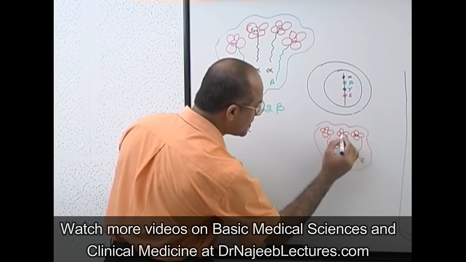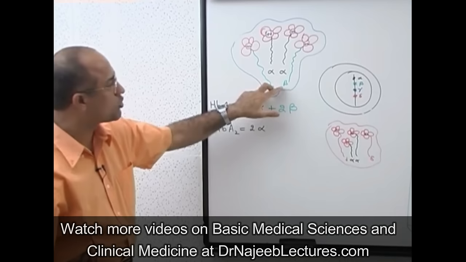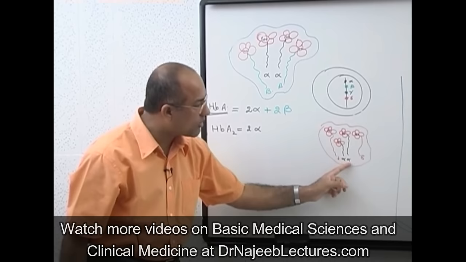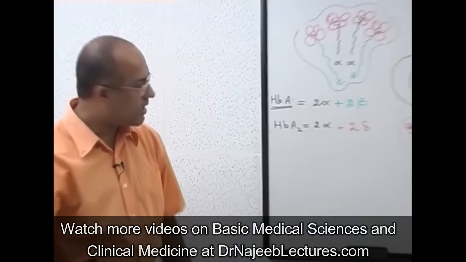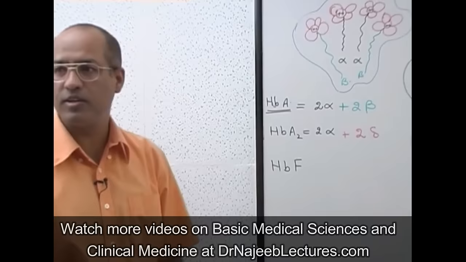Now, this is a hemoglobin tetramer. This is a hemoglobin tetramer. It is 2 alpha. This is 2 alpha, but this is 2 beta and that is 2 delta, right? When with 2 alpha there are 2 beta, we call it hemoglobin A. But when with 2 alpha there are 2 delta, we call it hemoglobin A2. Is that clear? Then another important type of hemoglobin you are supposed to know is hemoglobin F, fetal hemoglobin, right? Which is present mainly in the fetus, right?